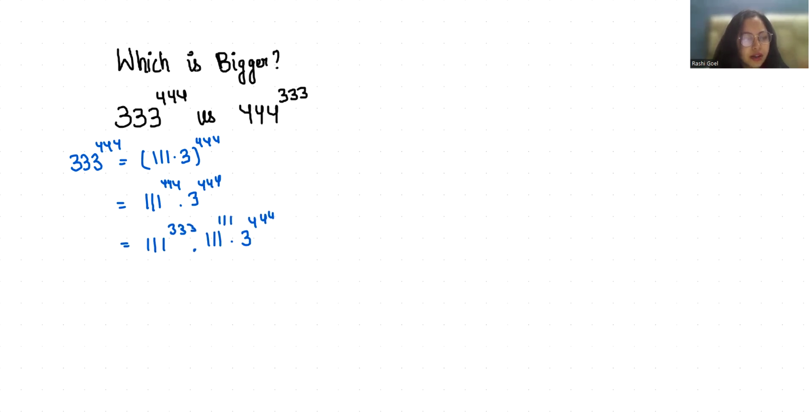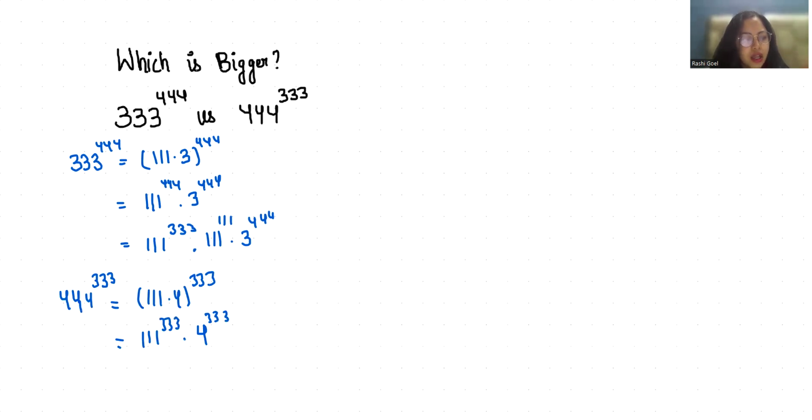Now coming to our right hand side, that is 444 power 333, which I can write as 111 times 4 whole power 333. Similarly, this is 111 power 333 times 4 power 333.